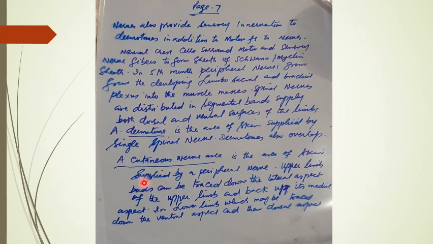In the upper limb, dermatomes can be traced down from the lateral aspect of the upper limb and back into its medial aspect. From lateral to medial, dermatomes are counted. In the lower limb, they may be traced down the ventral aspect of the lower limb, then to the dorsal aspect of the lower limb. We'll continue.